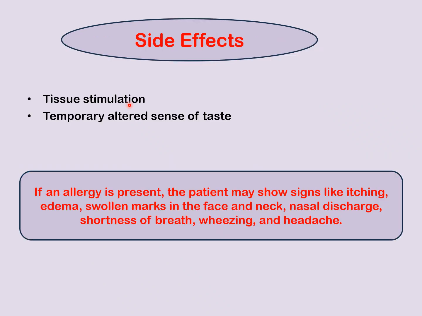So coming to the rare but few side effects of topical anesthetic use, it includes that it causes a tissue stimulation and also a temporary altered sense of taste. So if an allergy is present in a patient, the patient shows signs like itching, edema, swollen marks in the face and neck, nasal discharge, shortness of breath, wheezing and headache.